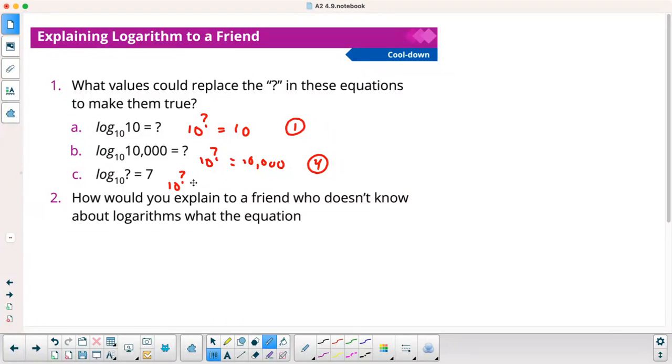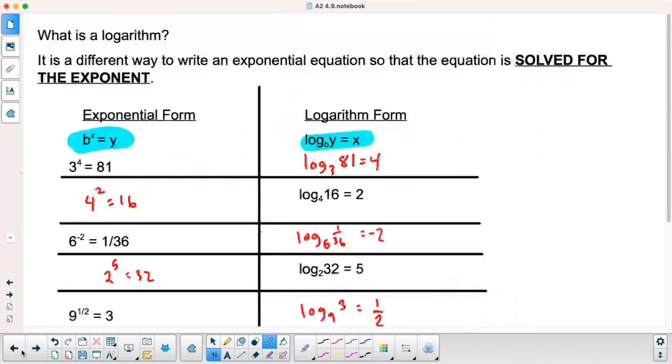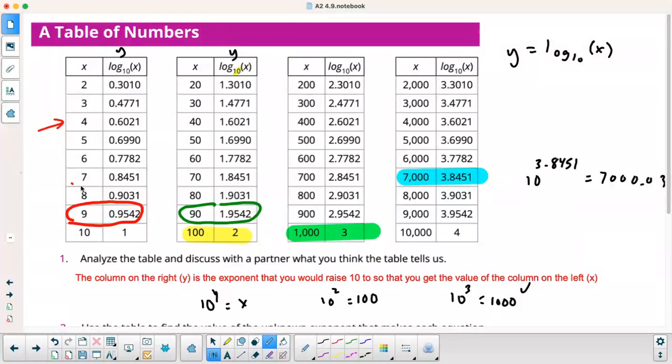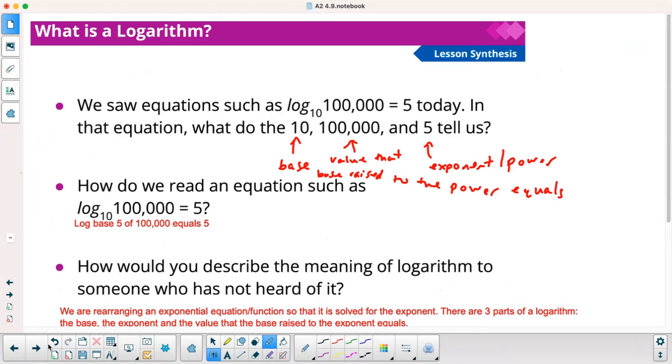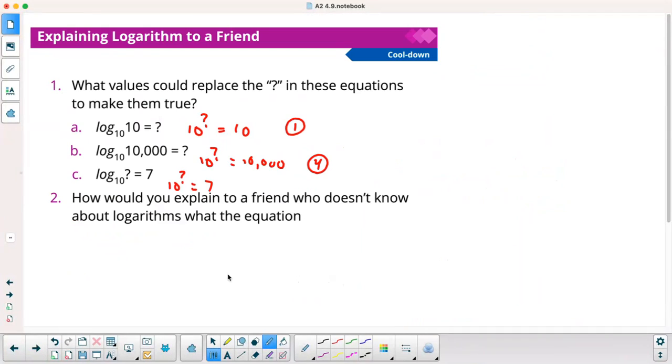10 to what power gives me 7? I'm going to have to trial and error it, or you could go back to your table. I'm going to flip back to my table. 10 to what power equals 7, and that's right here, 0.8451. Okay, you could trial and error it, or you could go to the table.